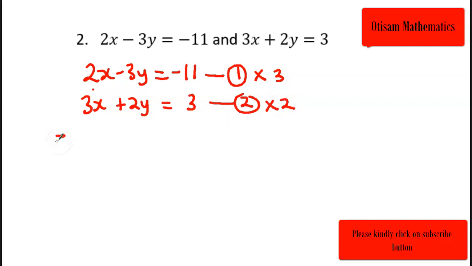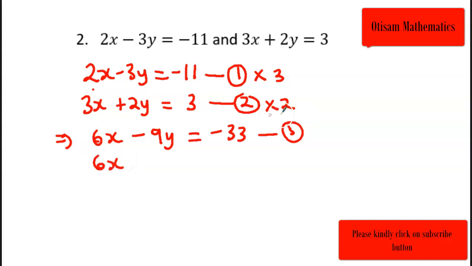So we are going to have 3 times 2x is 6x, 3 times minus 3y, you have minus 9y, equal to 3 times minus 11, minus 33. So let's label this one as equation 3. Then 2 times 3x, we have 6x. 2 times 2y, 4y is equal to 6. That is our equation 4.